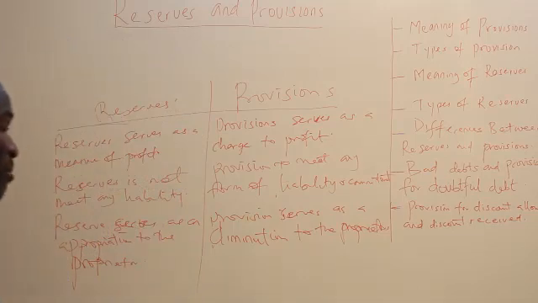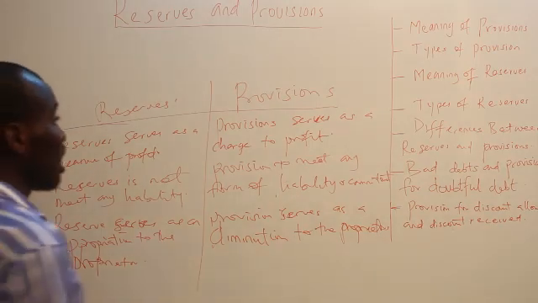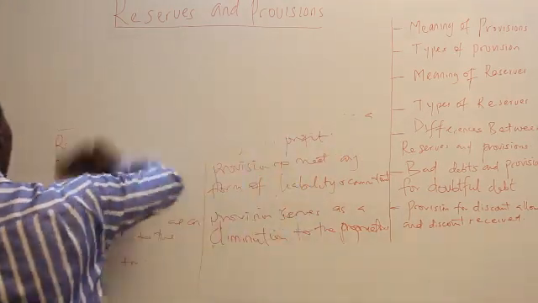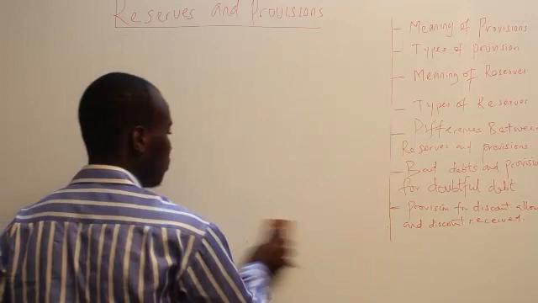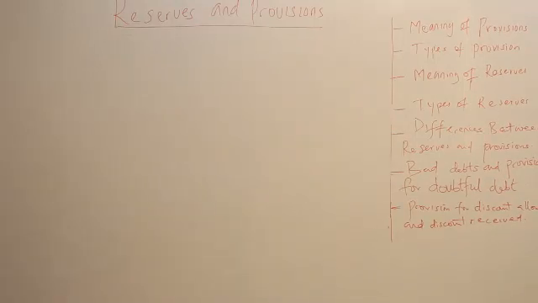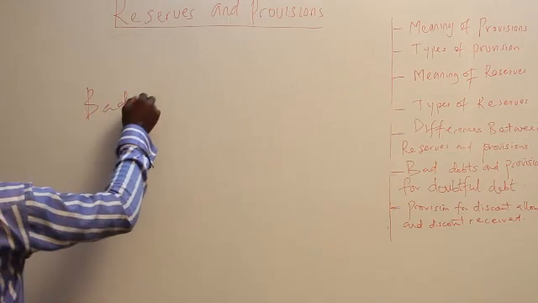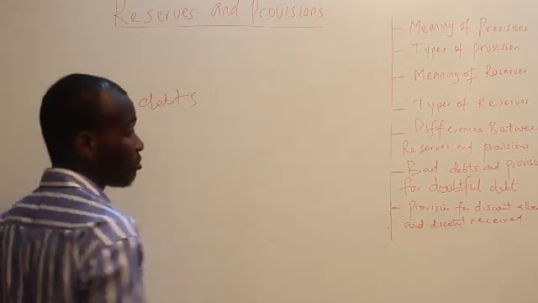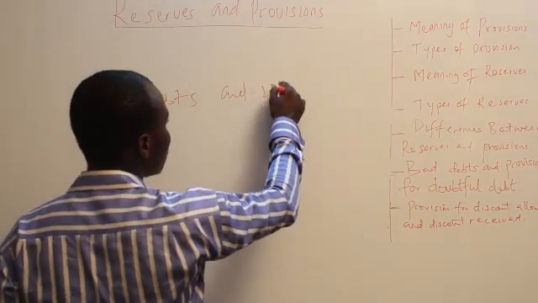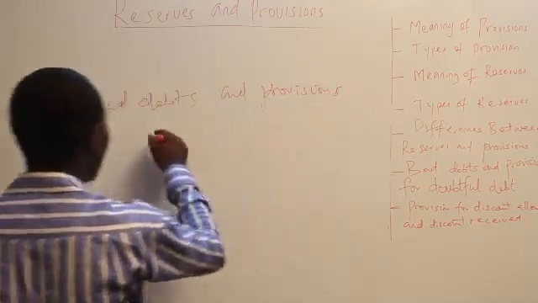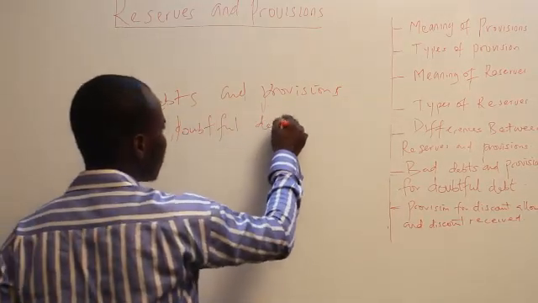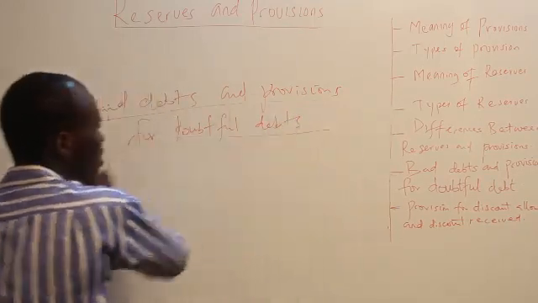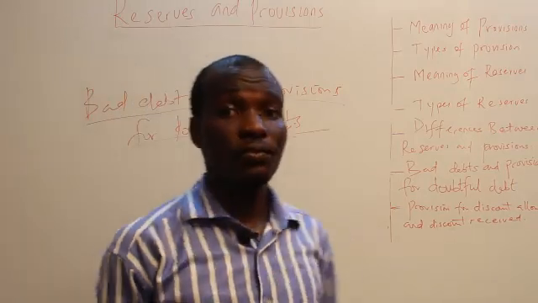So we can go to bad debt and provision for doubtful debt. So we can move to the bad debt and provision for doubtful debt. Bad debt and provision for doubtful debts. So there are a lot of differences between the bad debts and provisions for doubtful debts.